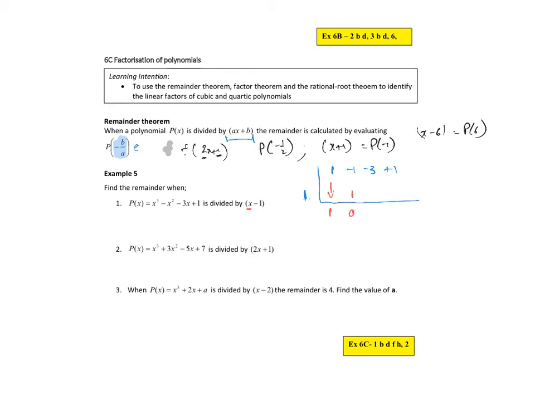1 times 0 is 0. Add them together, I get negative 3. 1 times negative 3 is negative 3. Add them together, I get negative 2. There's my remainder. All right.